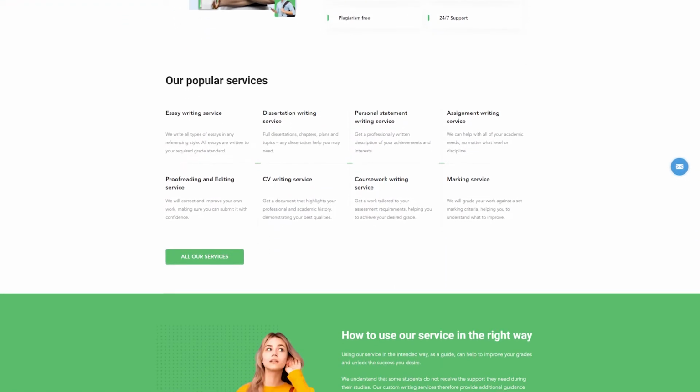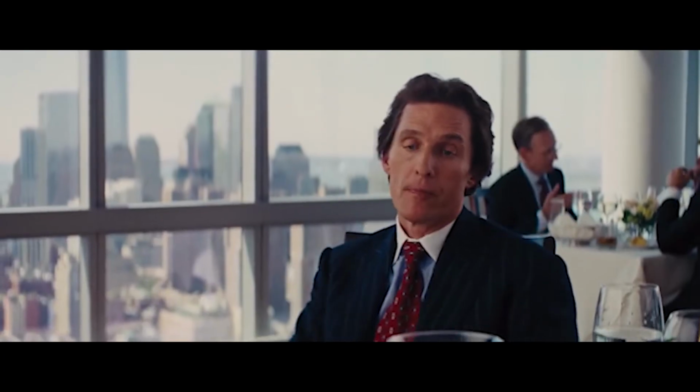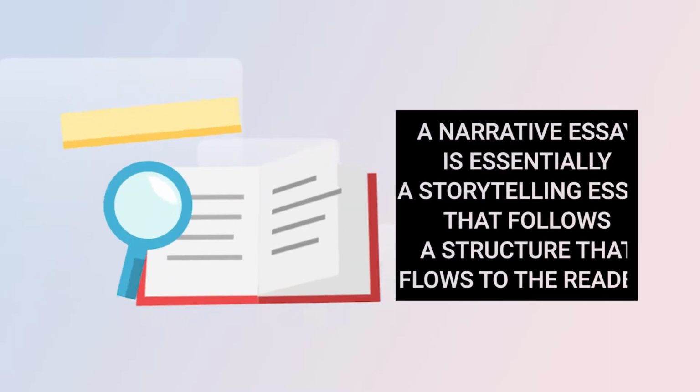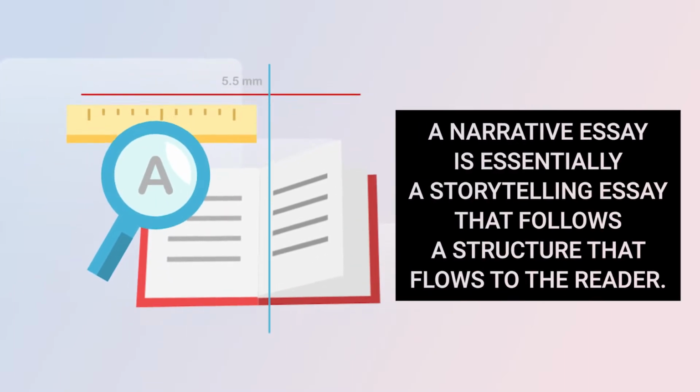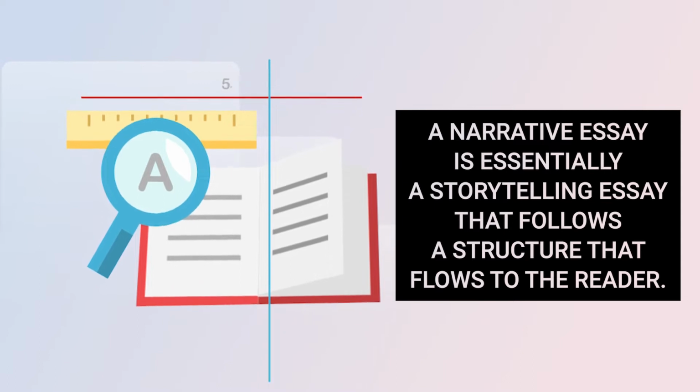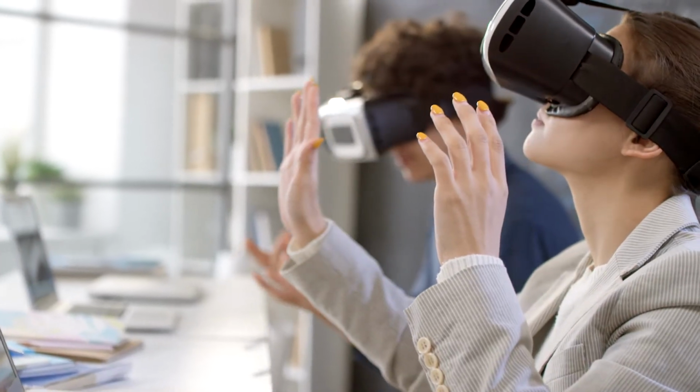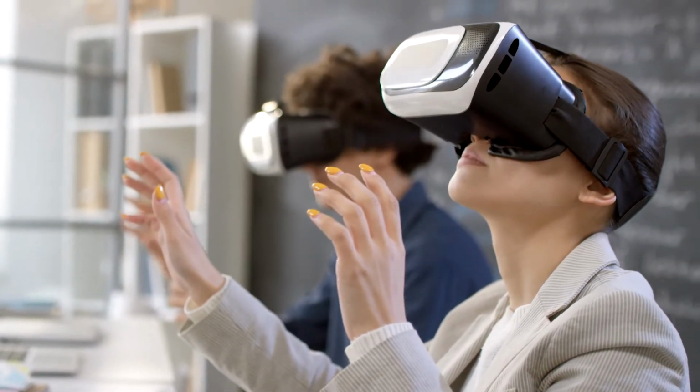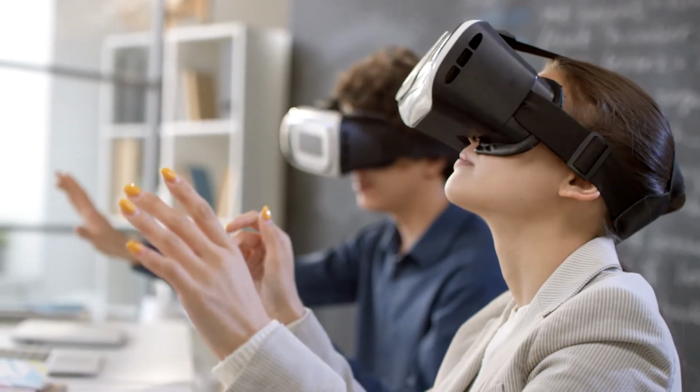Today, we will be looking at the vital elements to include when you are asked to construct a narrative essay. First of all, what actually is a narrative essay? I'm going to tell you. A narrative essay is essentially a storytelling essay that follows a structure that flows to the reader. It may also likely be an essay regarding something you have personally experienced or witnessed. Hence, the use of the first person way of writing is generally considered the best way to approach it.